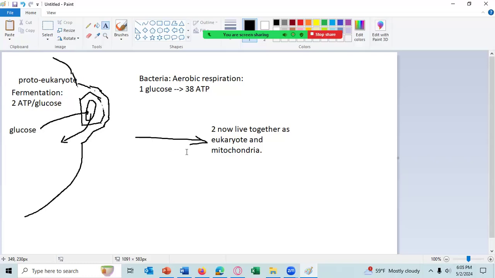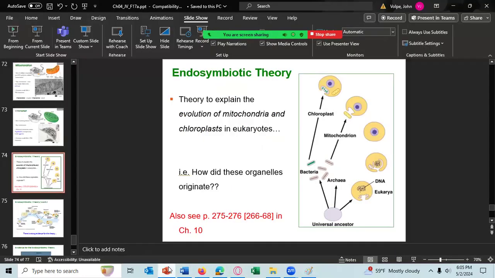And we do find two membranes around the mitochondria, the inner mitochondrial membrane and the outer mitochondrial membrane. Here.